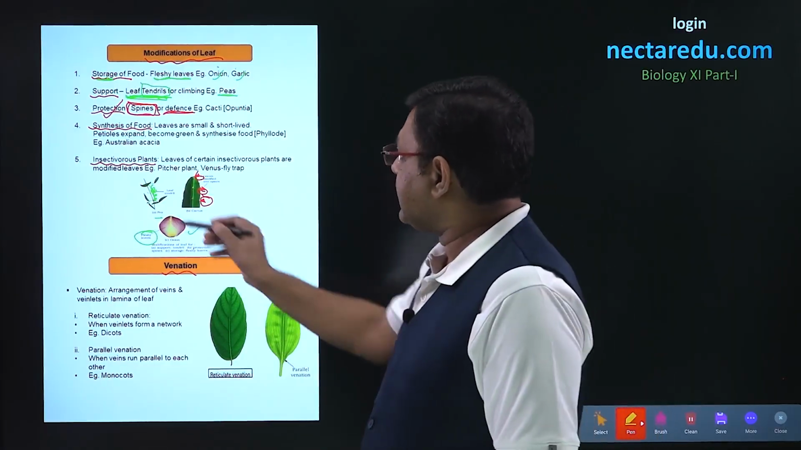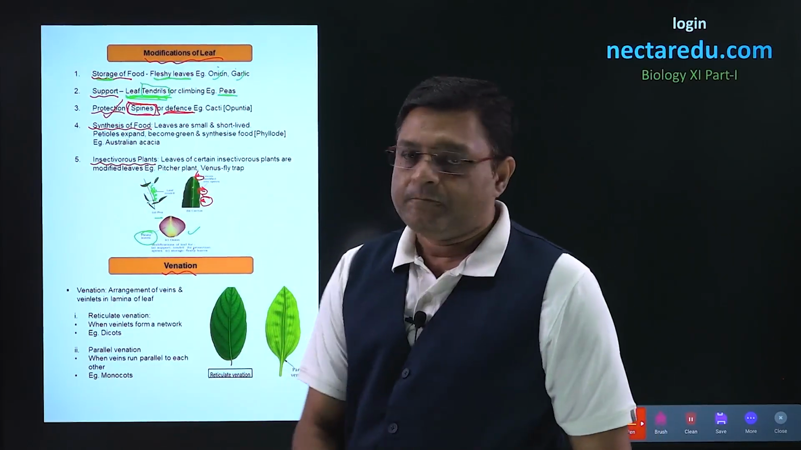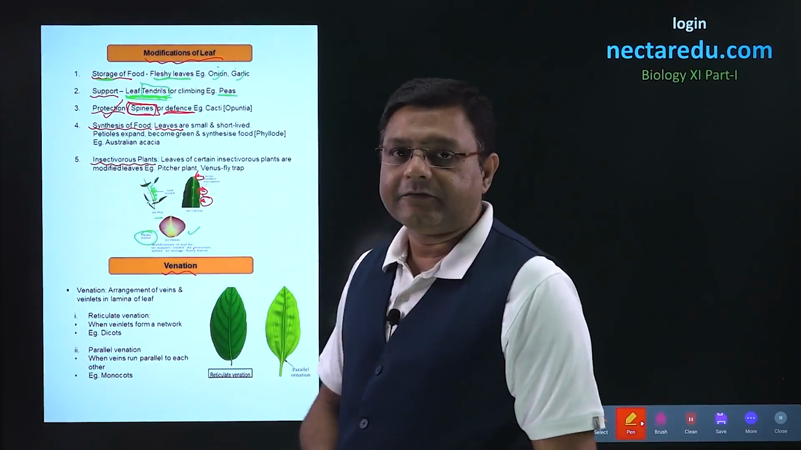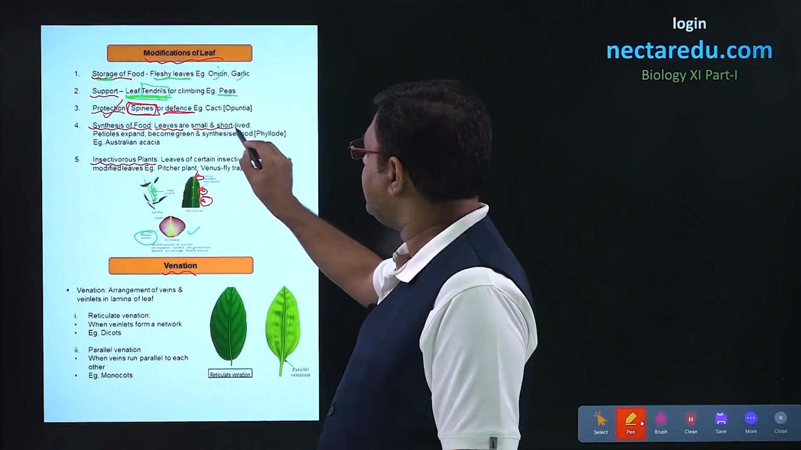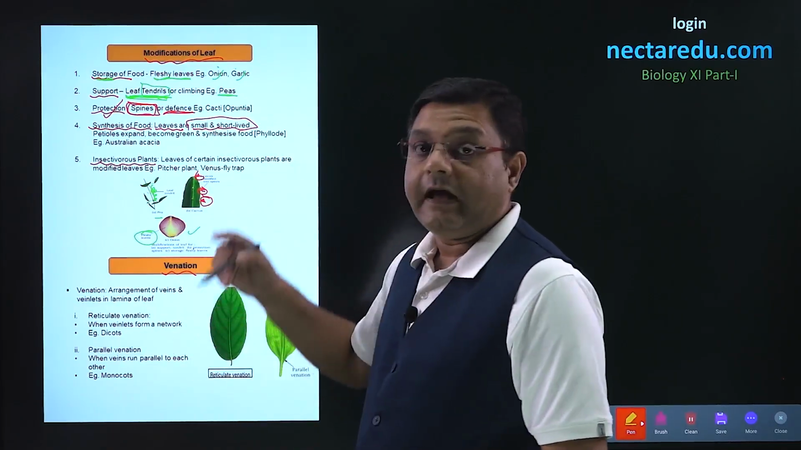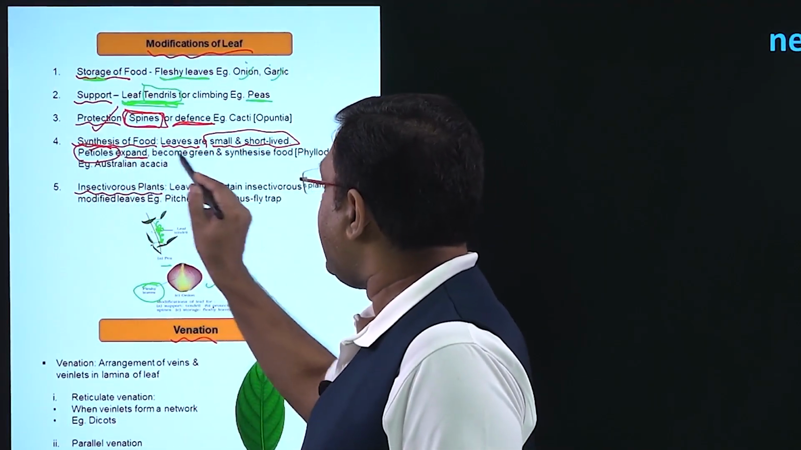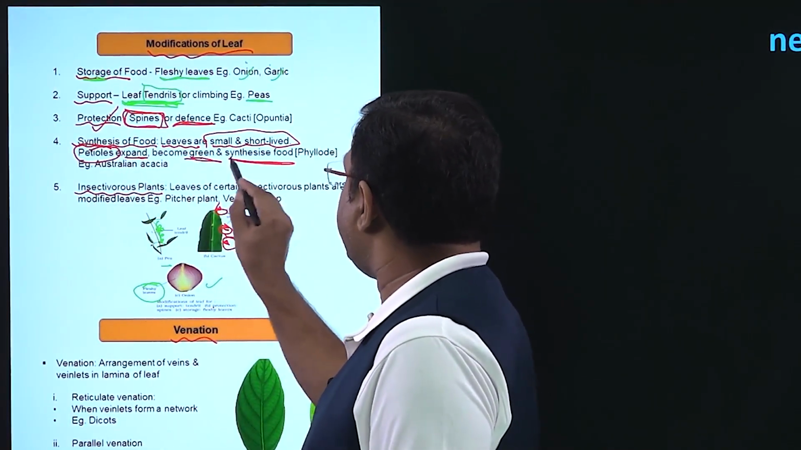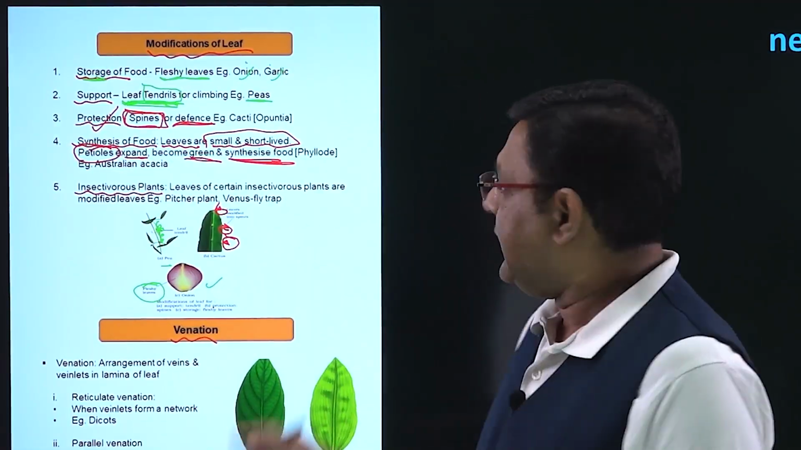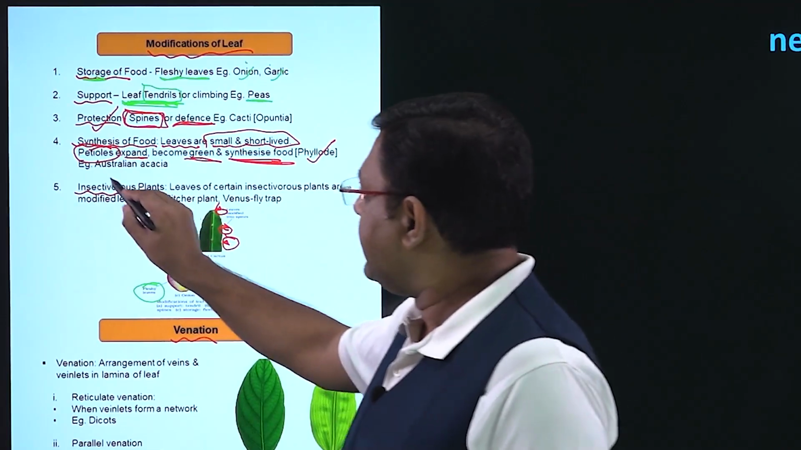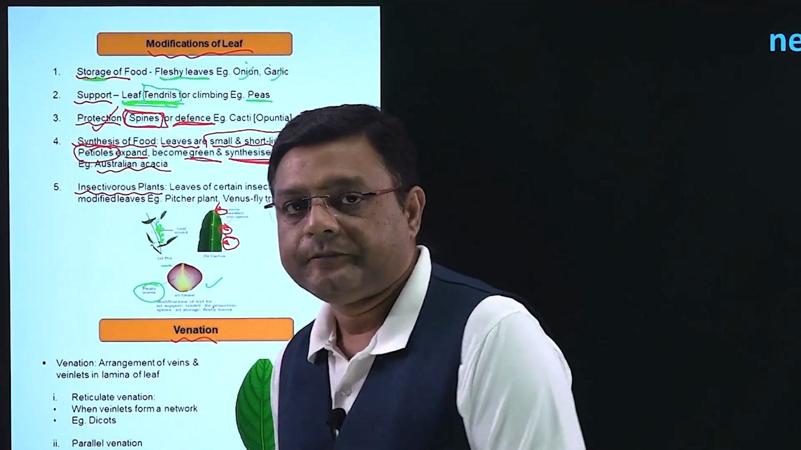The fourth function is the synthesis of food. Now, normally the synthesis of food occurs in leaves, but in this case, leaves will be small and short-lived, and to compensate it, the petioles will expand and will become green and will in fact synthesize food. In this case, these are called as phyllodes, and example is Australian acacia.